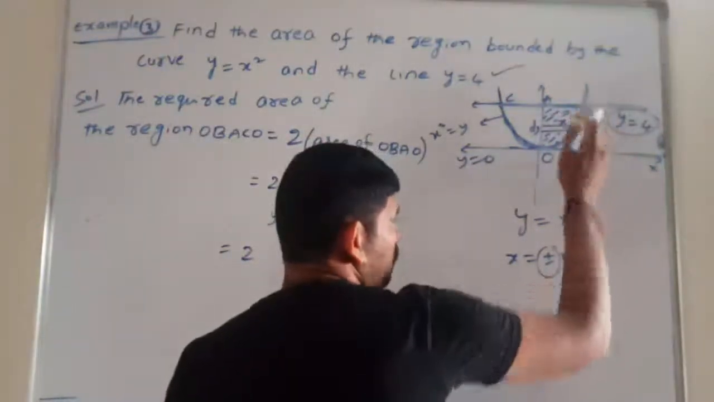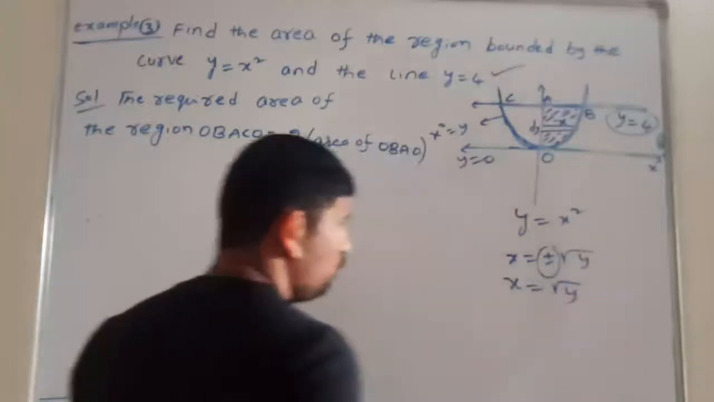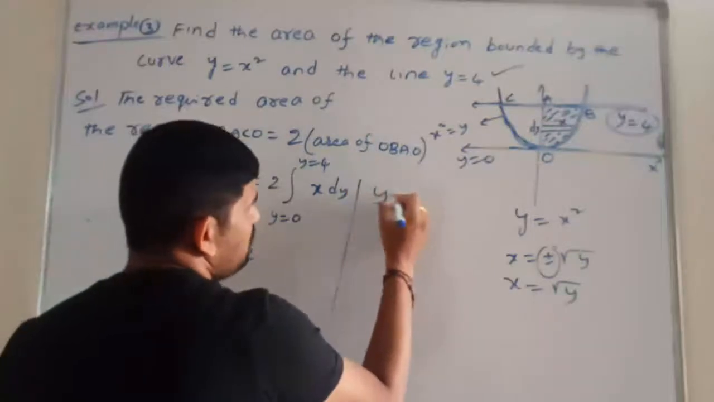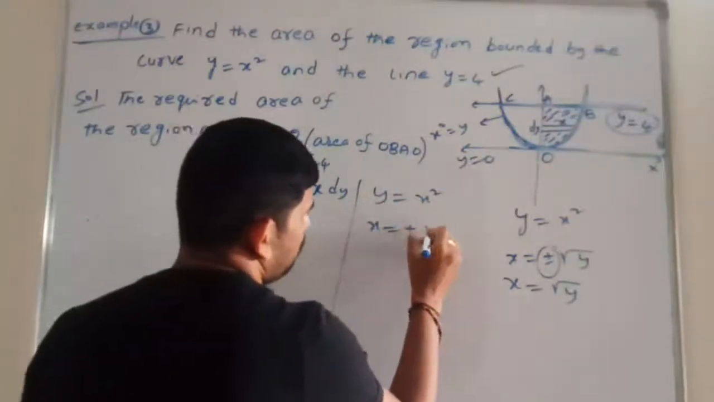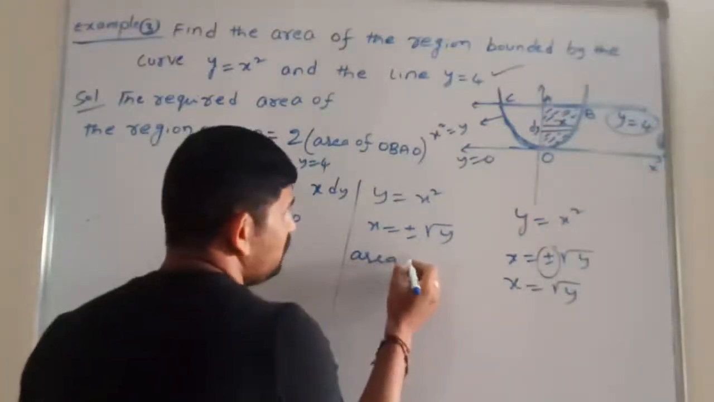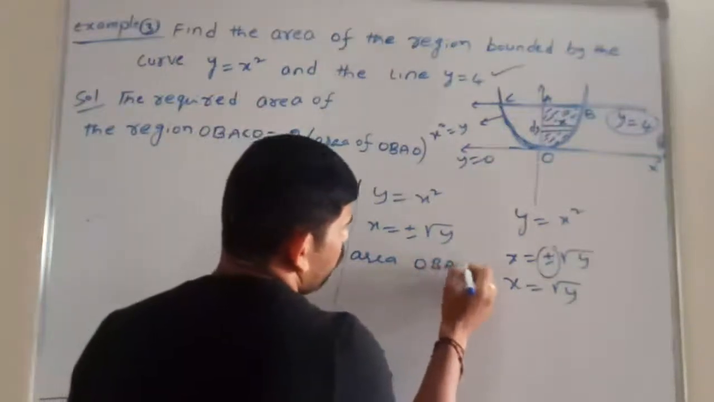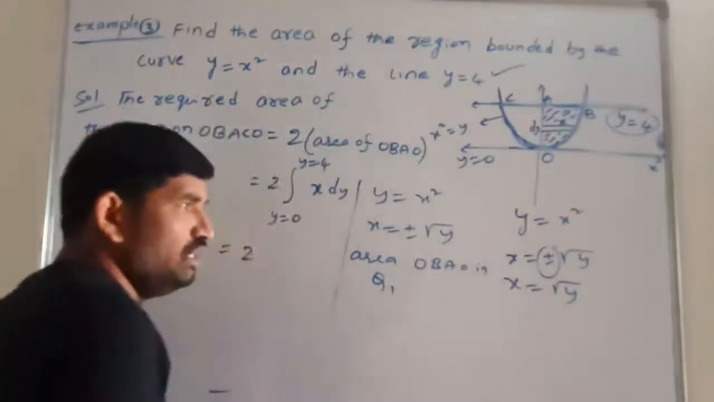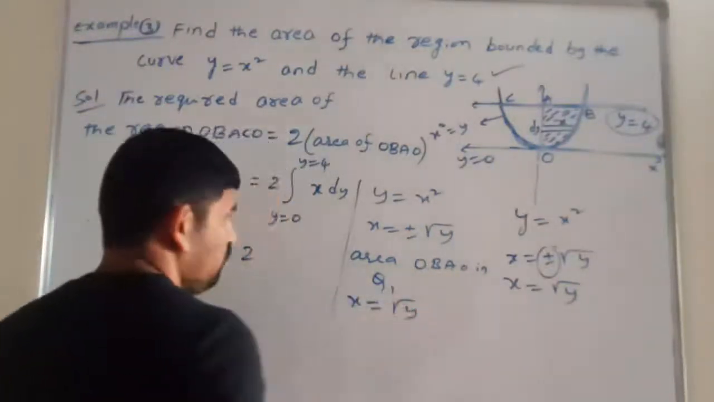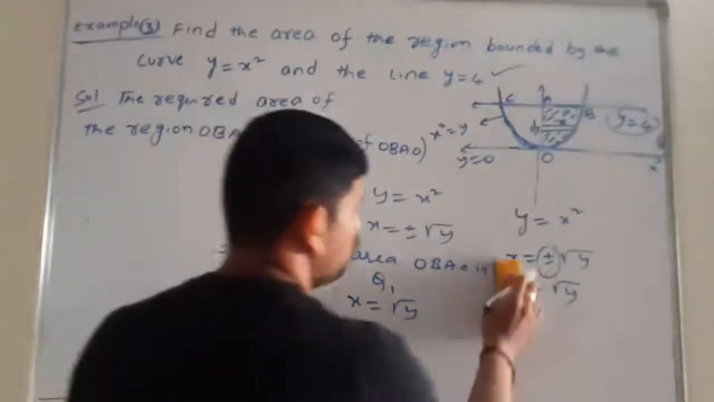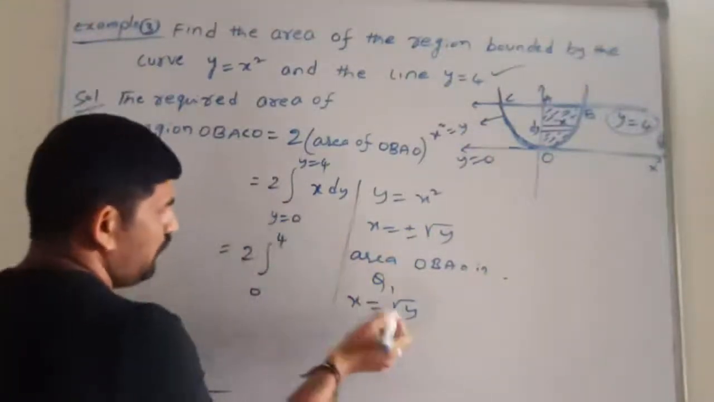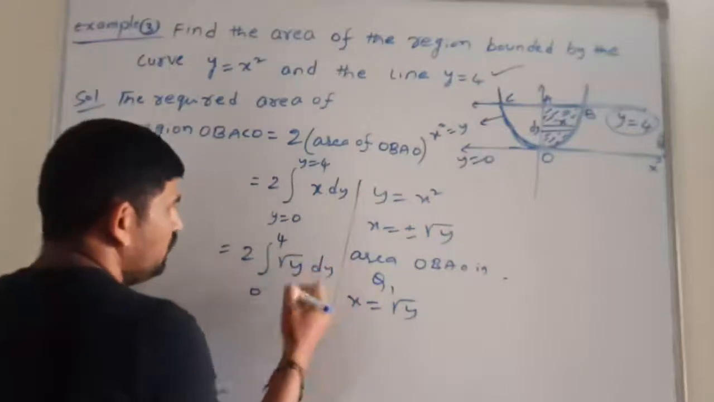Now the area which is present in the first quadrant means x is equal to root y. You people have to write this part in the solution also: y is equal to x square, so x is equal to plus or minus root y. The bounded region, or the area OBAO, is in the first quadrant. That's why we are taking x is equal to root y. You have to write this part in the solution. Next, the integration from 0 to 4 of x, which is root y, into dy. Completed now.